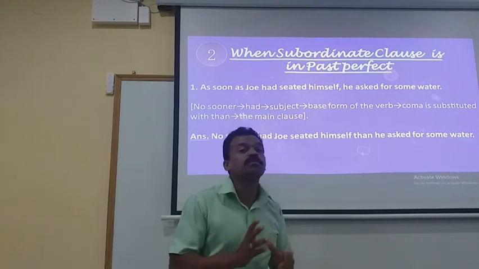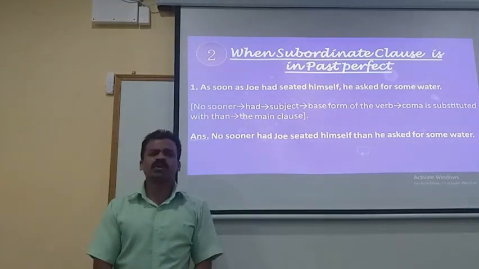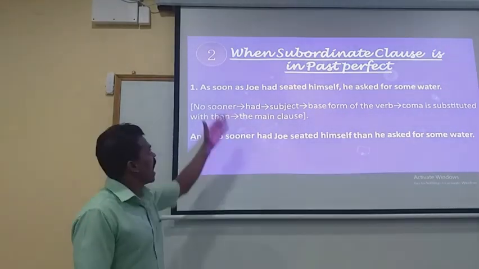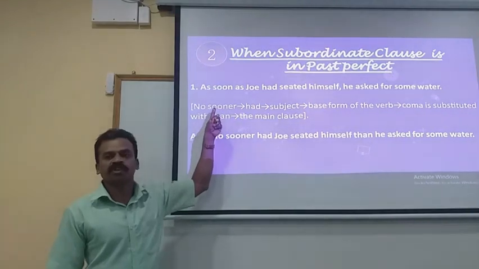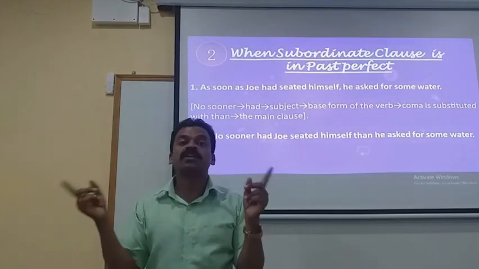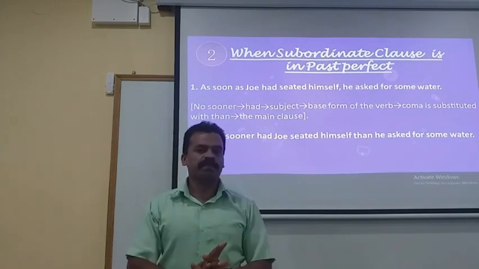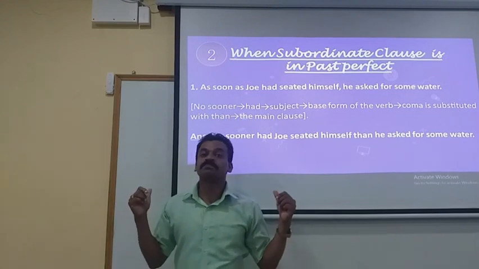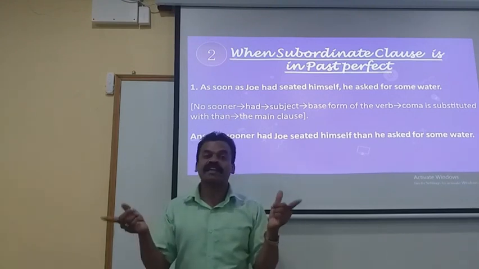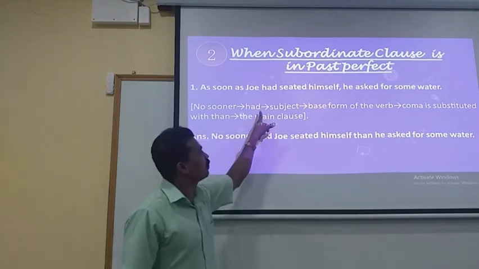So what is the rule to be followed here? That is what the next part is. Exactly as we did in the previous one, as soon as is substituted here with no sooner. Immediately after no sooner we made use of did when the statement was in the simple past, whereas here the statement is in the past perfect. So therefore we cannot make use of did. In the place of did, you will be making use of had.